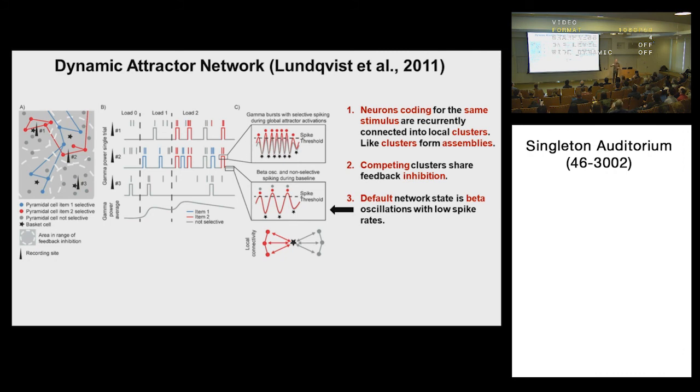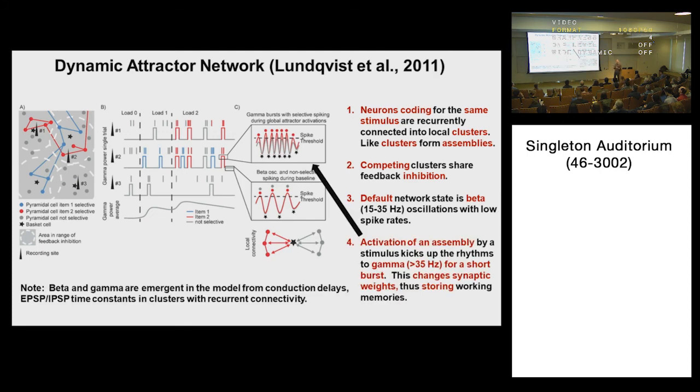If there's no input to the network, the network just bubbles along in the beta range, and there are low levels of spiking. But if a bottom-up input activates an assembly, an ensemble, the input kicks the rhythms up to the gamma range for a very short burst. This causes an increase in spike rate, and this changes synaptic weights, thus storing the working memories. So that's the model.